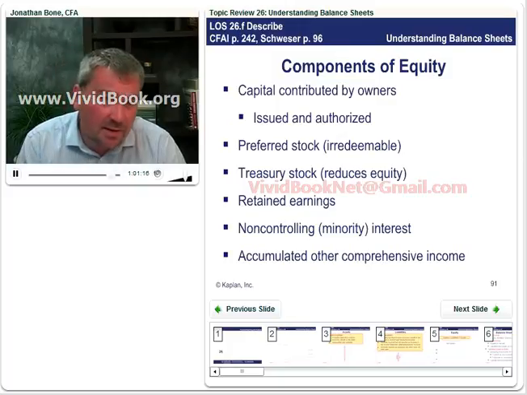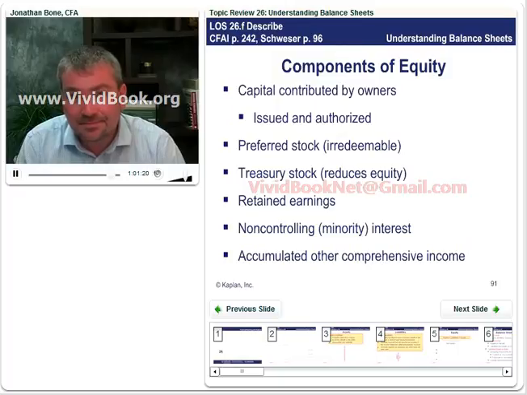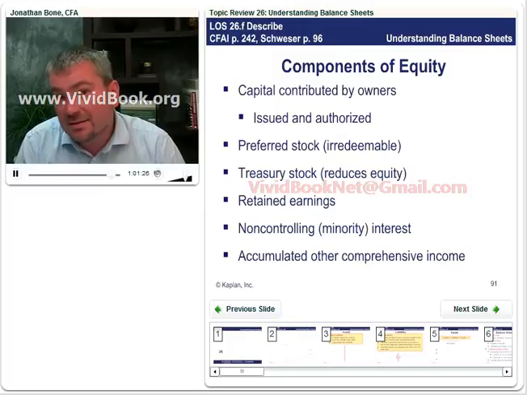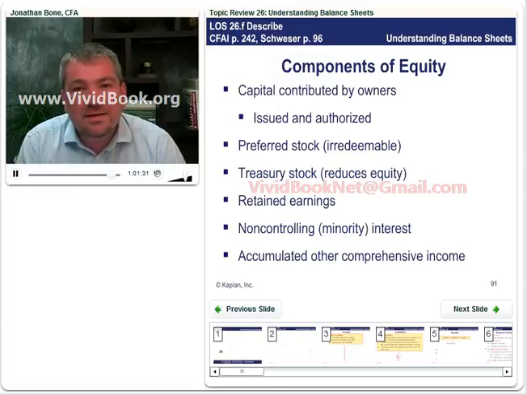I should point out as well that under IFRS you get an extra component of comprehensive income, and remember you can revalue your plant, property and equipment and intangibles, and if you do, any unrealized gains and losses on them go into comprehensive income.